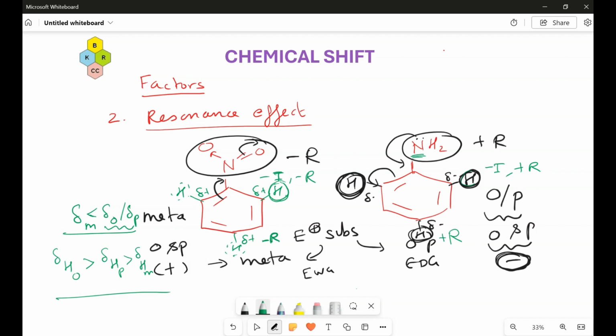So when I compare the shielding and de-shielding, the para will be highly shielded compared to ortho, and meta is de-shielded. So the meta will have the higher delta value. Then comes the ortho because we have the minus I effect, and then comes the para, which has the lowest value. So para is more shielded than the meta. Okay, so this is the second effect.